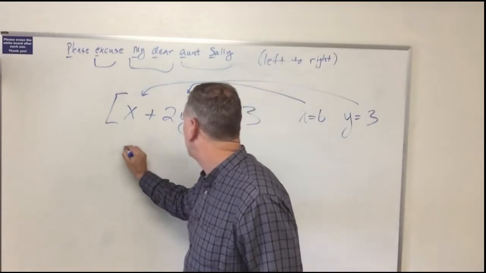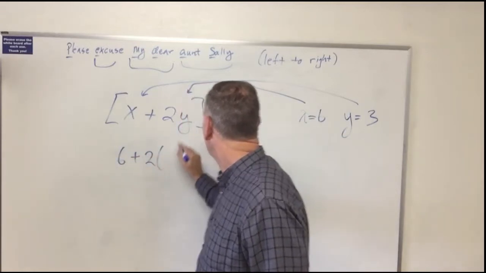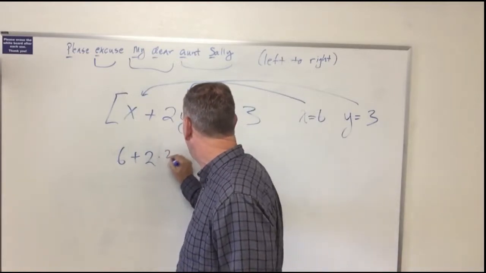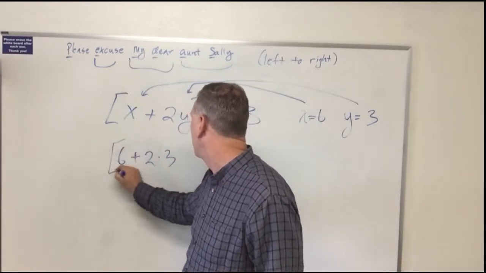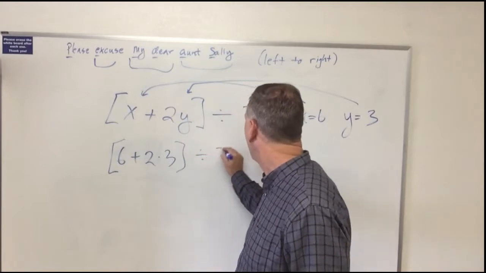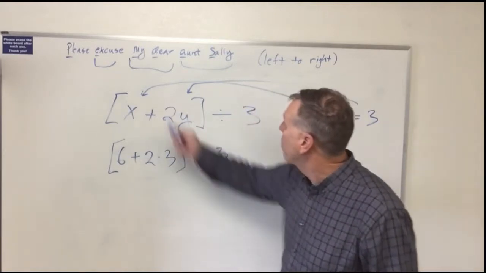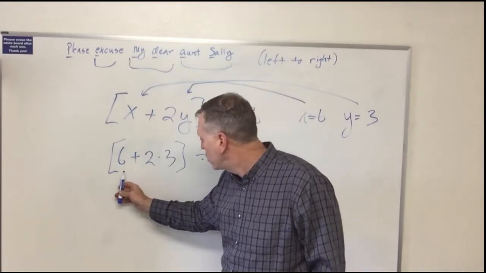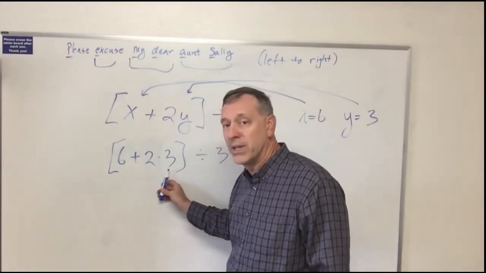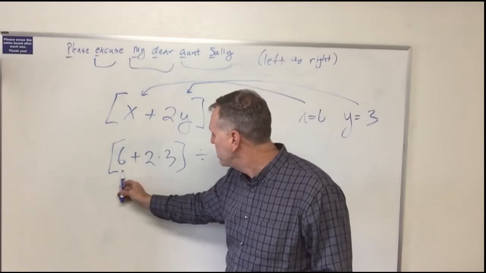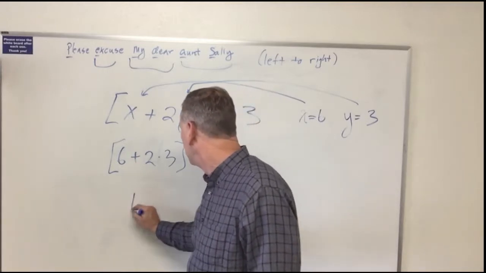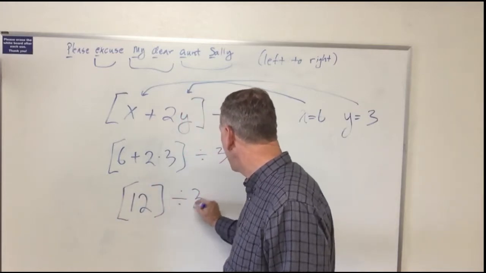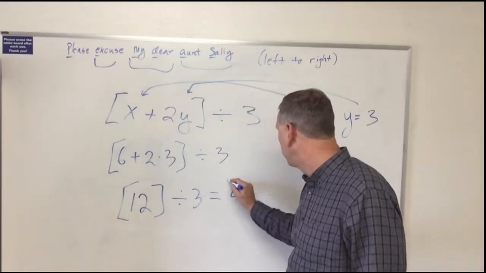And so we have the number 6 plus 2 times y, which is 2 times 3. You can maybe put a dot between them, however you wish to identify multiplication. All that divided by 3. So now we're back to my dear Aunt Sally. Multiply first, then add. So 2 times 3 is 6, plus 6 is 12. Divided by 3, and that all equals 4.